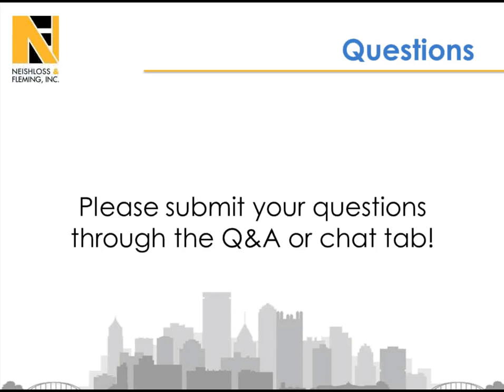Another question we have is, what are the income qualifications for extra help? So the income limit for extra help on a yearly basis is $17,820 for an individual, $24,030 for a couple.